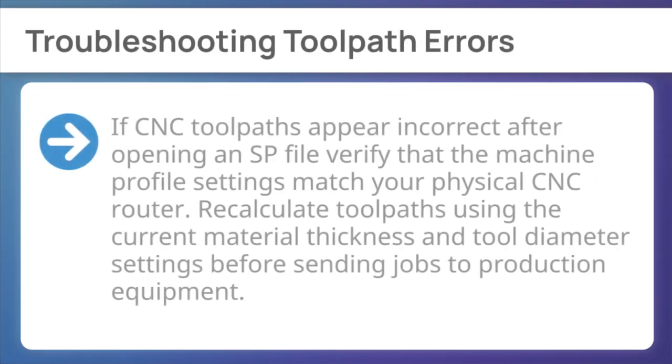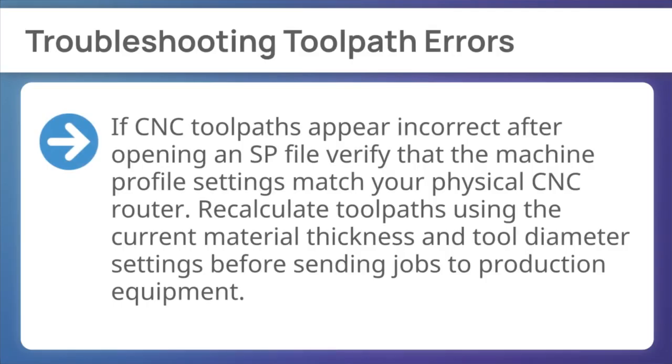Finally, troubleshooting toolpath errors. If CNC toolpaths appear incorrect after opening an SP file, verify that the machine profile settings match your physical CNC router. Recalculate toolpaths using the current material thickness and tool diameter settings before sending jobs to production equipment.